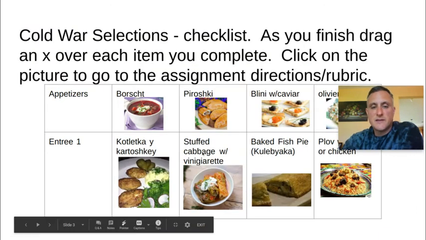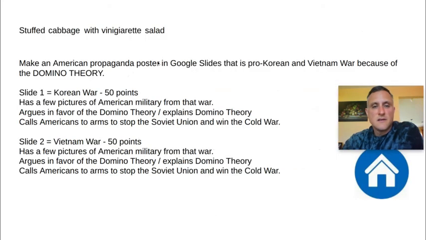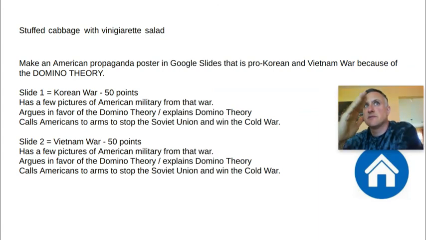If you go with stuffed cabbage, you need to make posters that are encouraging the United States to go to war. We ended up going to war in Korea and Vietnam during the Cold War because of the domino theory. Domino theory was to stop communism from spreading like dominoes all over.